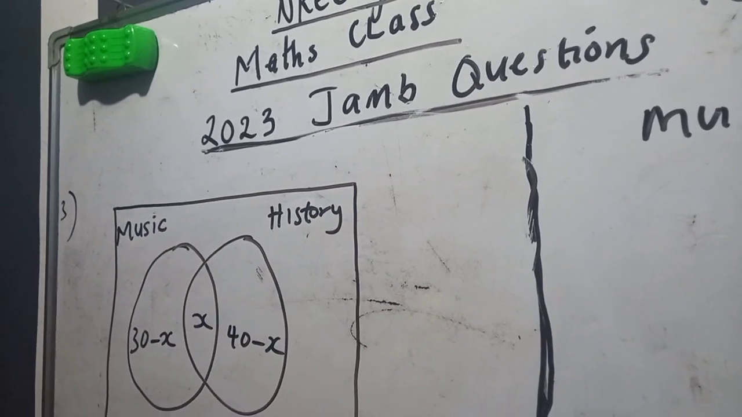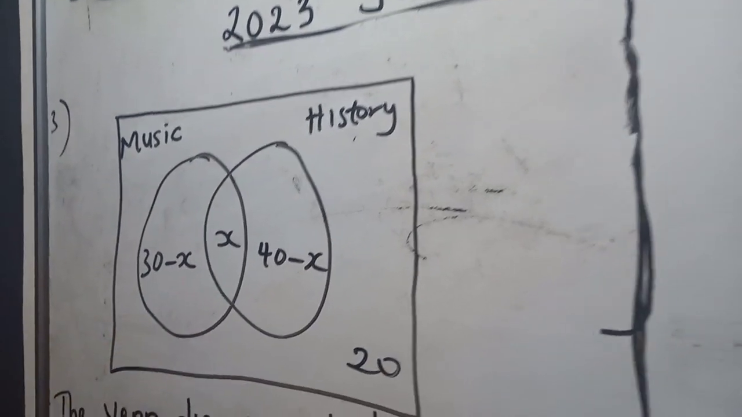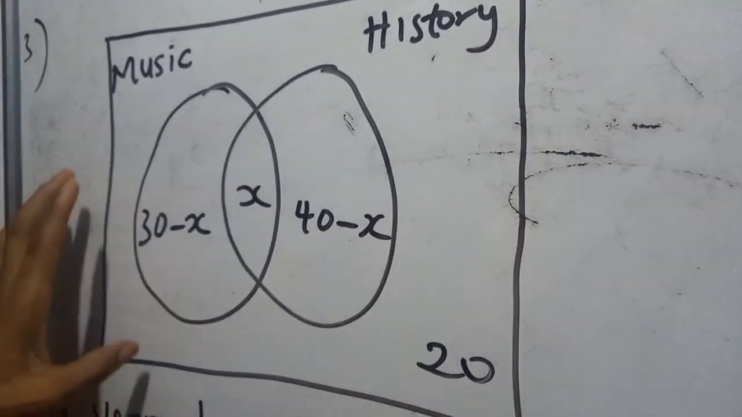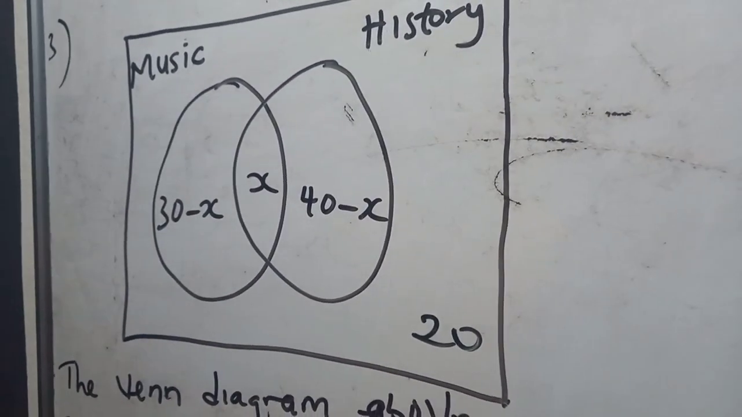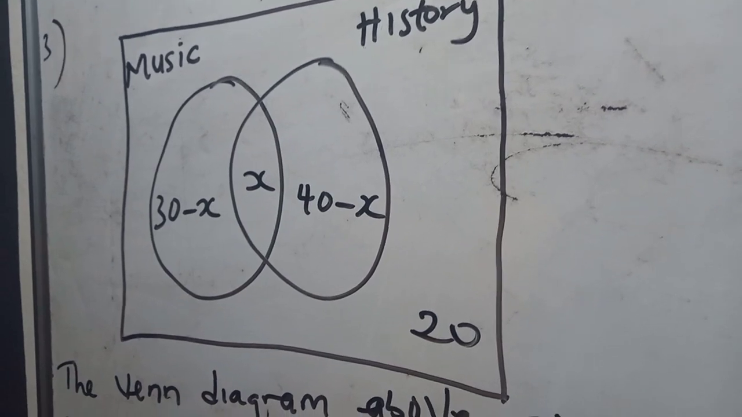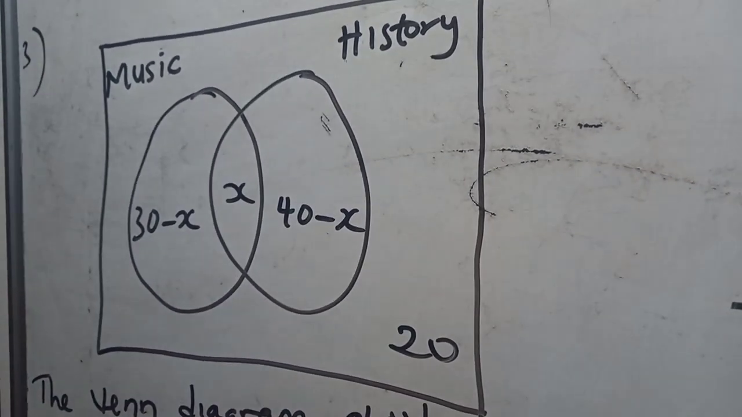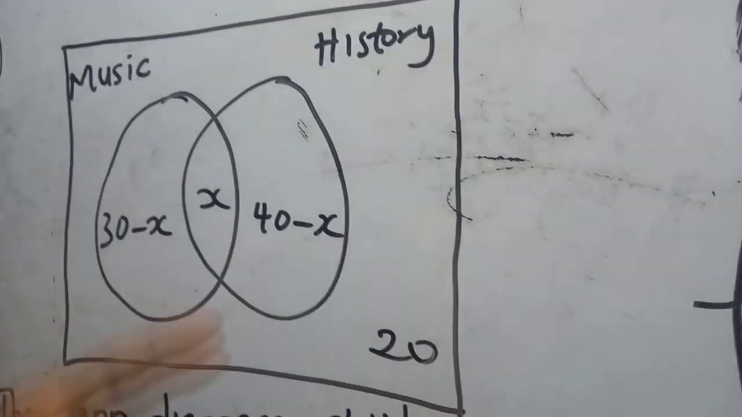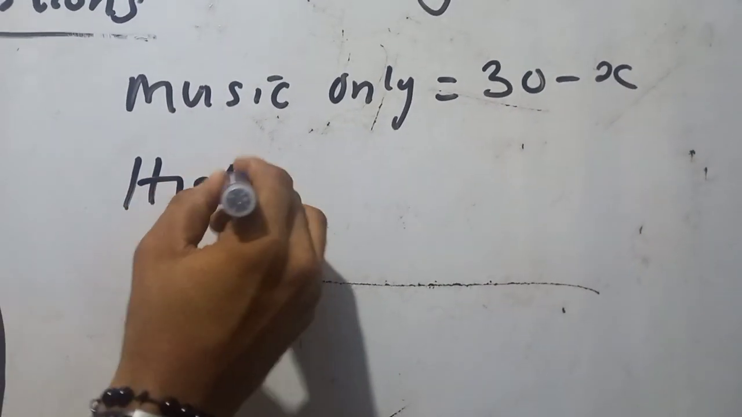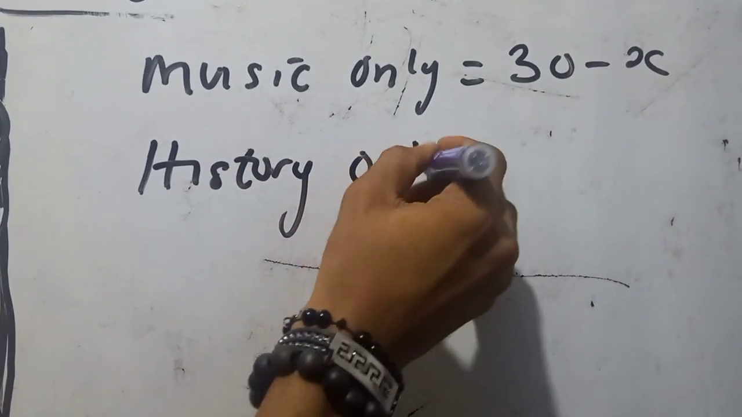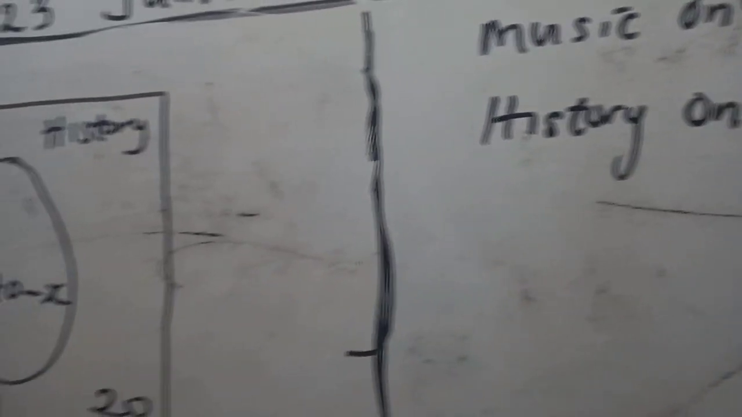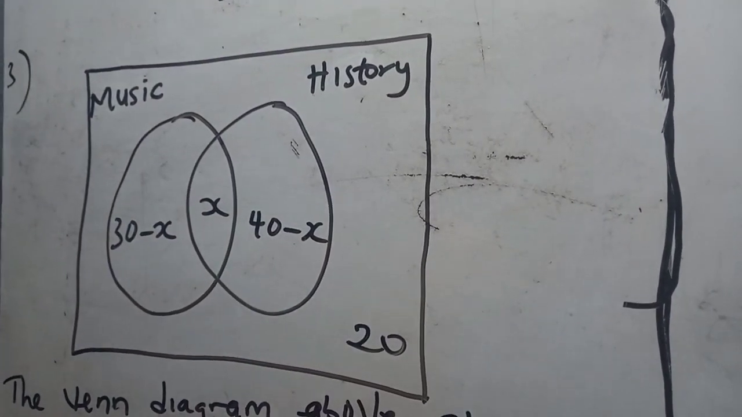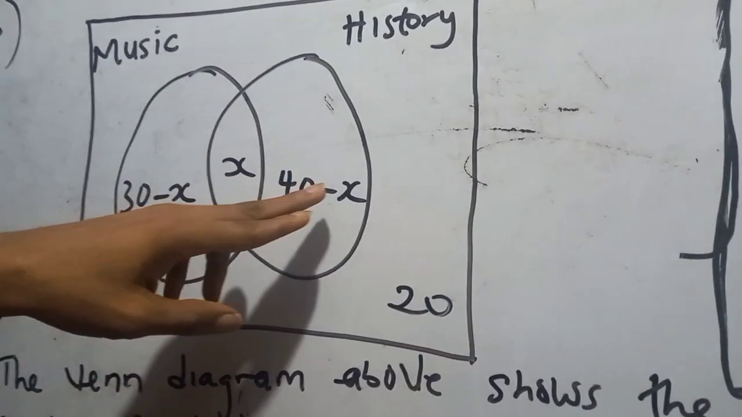Alright, this Venn diagram is already explained. We are even lucky that the diagram has been illustrated using the diagram or chart. If not, we are supposed to plot this Venn diagram by ourselves. But we are very lucky that it's given to us. So since it's given to us, let's go on with it. So we have history only equals to 40 minus x. Now the next thing to use is music intersect history.